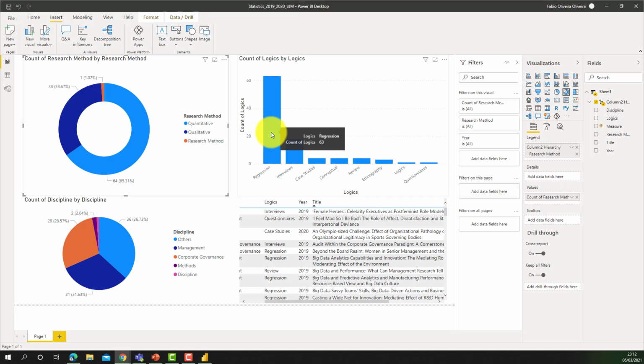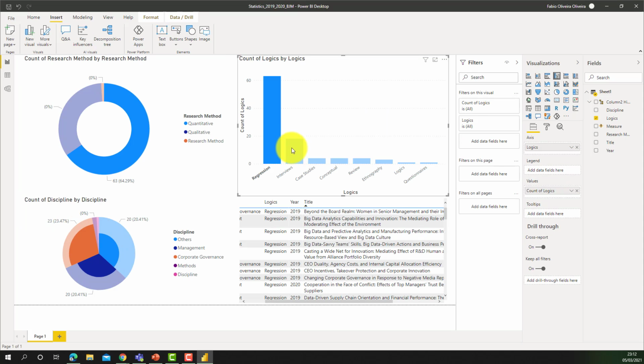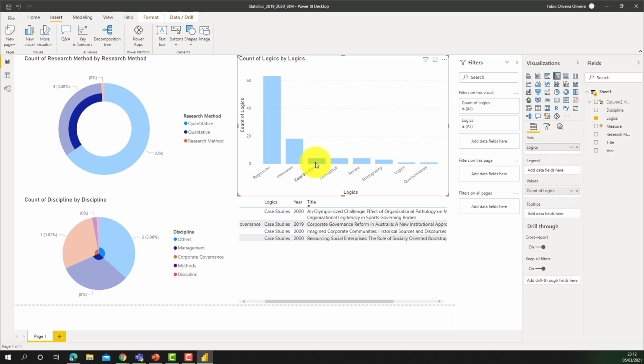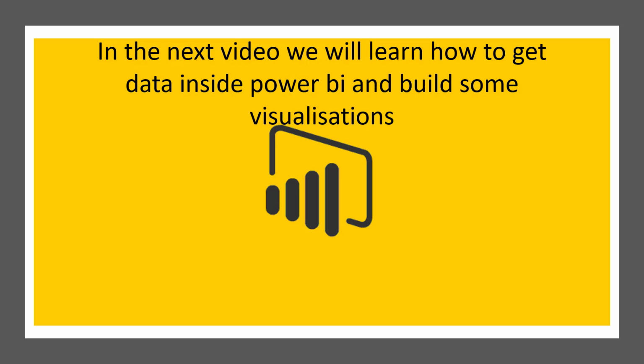An interesting feature of Power BI is the interactivity. When you click on any part of one graph, the other graphs will highlight the results from the item or data that you clicked in the first graph. It is all linked. In the next video, we will learn how to get data into Power BI, and we will start to build some visualizations.